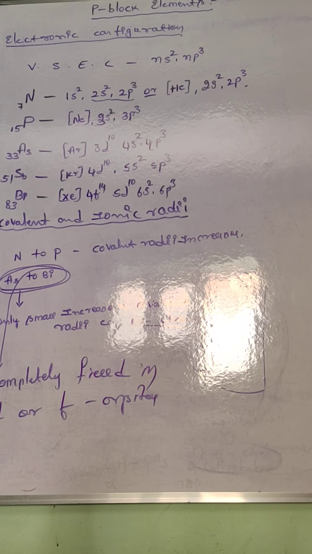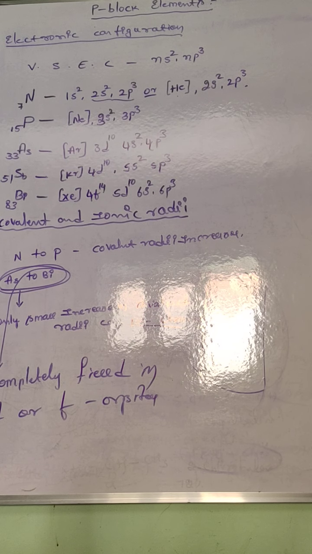As we go down the group, covalent radii increase, but a large difference can be seen only from nitrogen to phosphorus. From arsenic to bismuth, only a small increase in covalent radii can be observed, due to the completely filled d orbital.